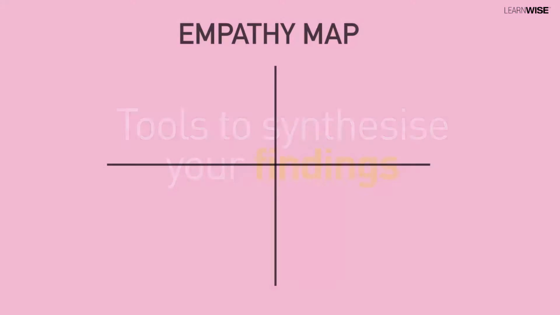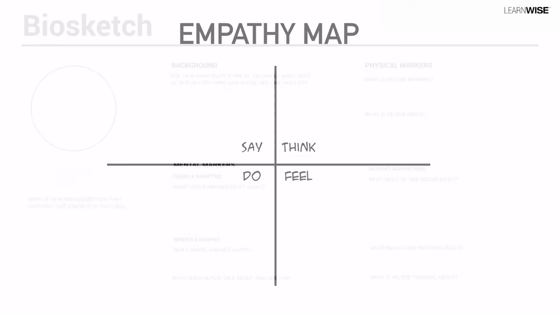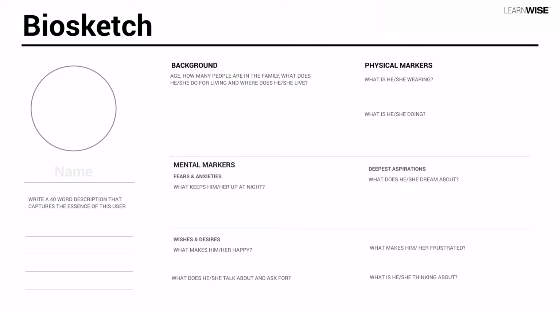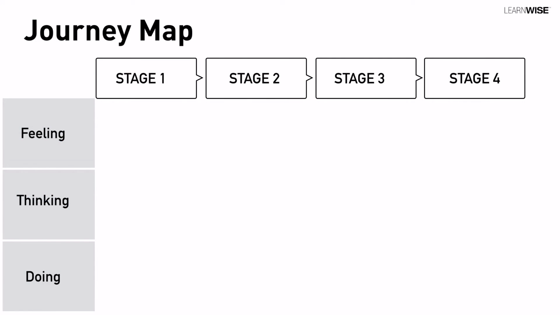Empathy map, a visual way of capturing what someone is feeling, saying, and thinking in a situation. Biosketch or persona, a fictional character who represents a larger user group and their desires and needs. Journey map, a visual capture of your user's step-by-step journey to identify pain points and opportunities for improvement.